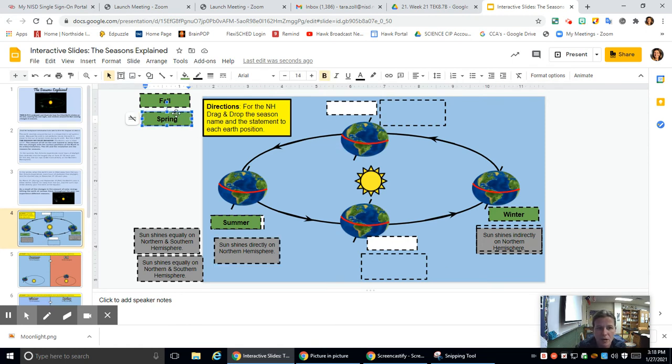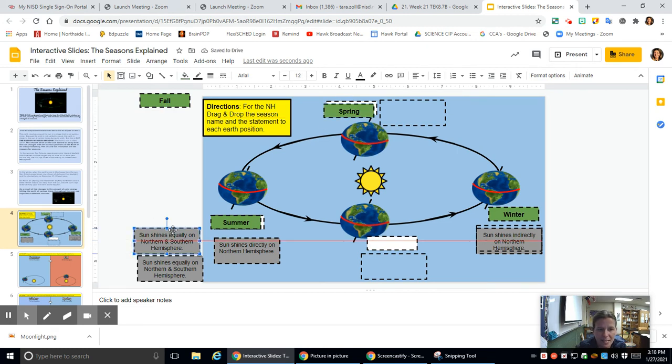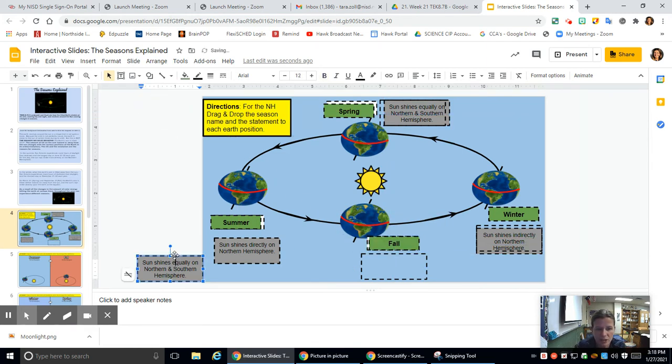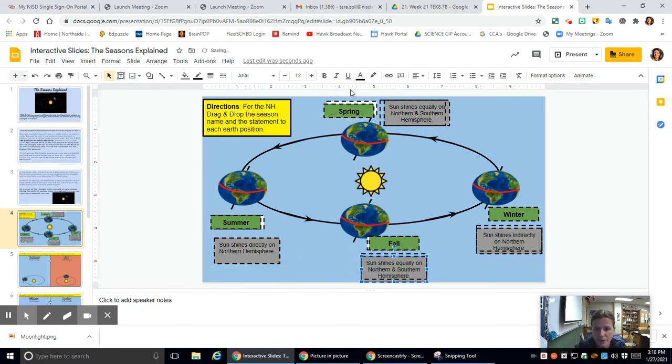So I'm going to drag my spring over in my Northern Hemisphere, and that's where the sun shines equally on the Northern and Southern Hemisphere. So I have winter, spring, summer, fall. And again, that's where the sun is shining equally on the Northern and Southern Hemisphere. We're in an equinox.